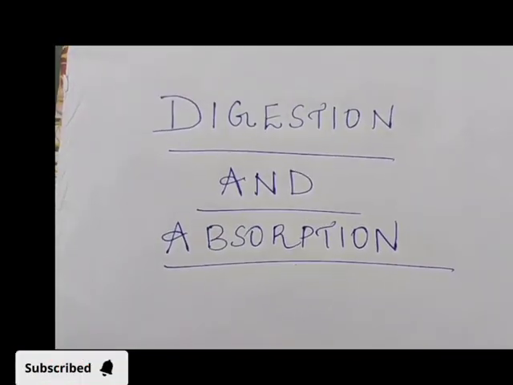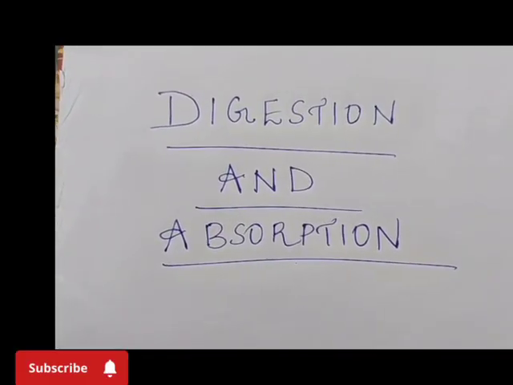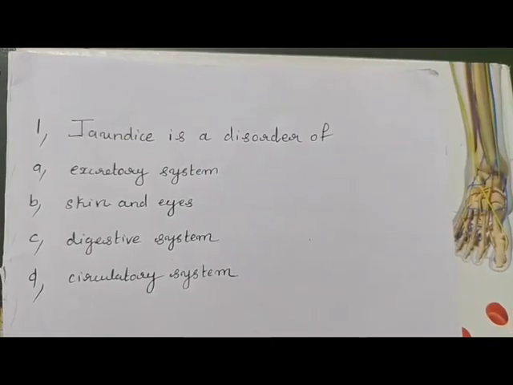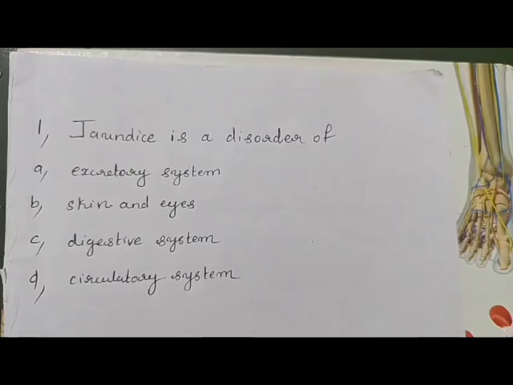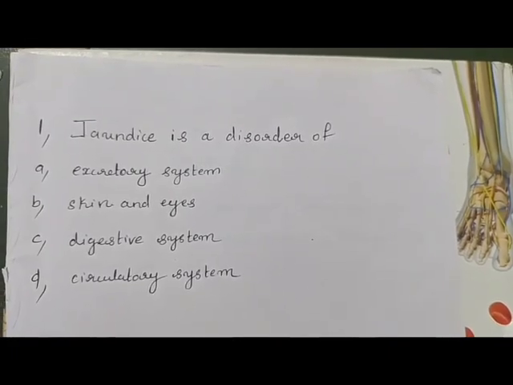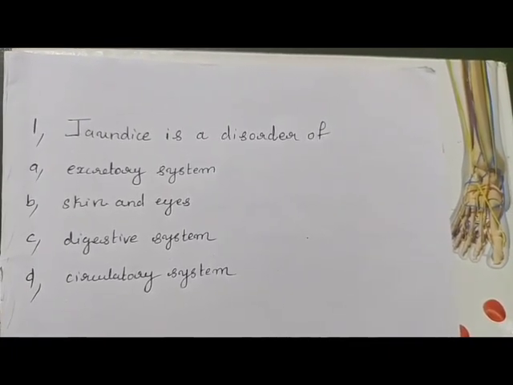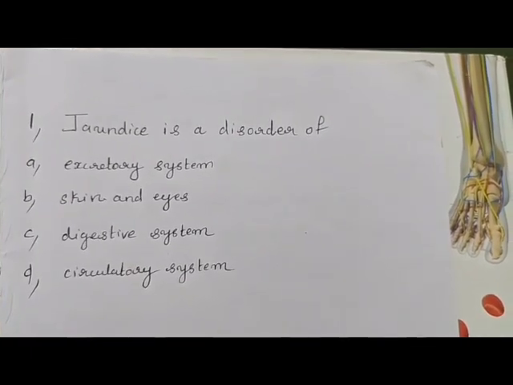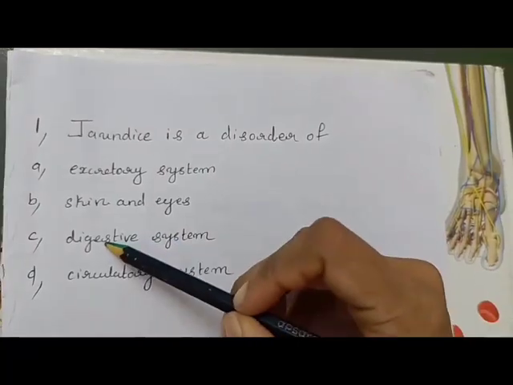These are the MCQs from the unit Human Physiology, chapter Digestion and Absorption. Jaundice is a disorder of: option A, excretory system; B, skin and eyes; C, digestive system; D, circulatory system. Option C, digestive system.